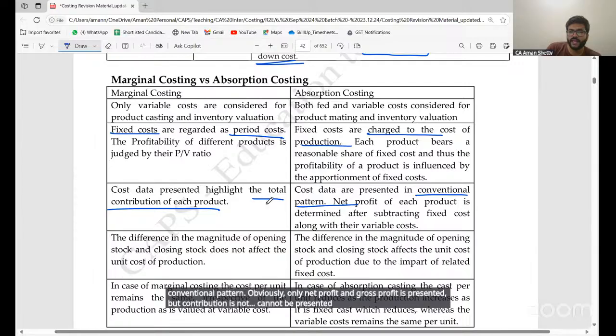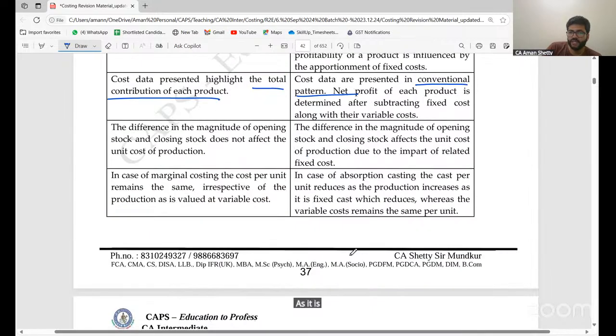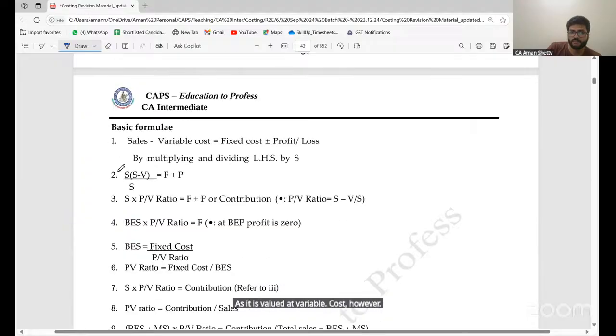The difference in magnitude of opening stock and closing stock does not affect the cost of production in marginal costing. Here it impacts the cost of production. In marginal costing, the cost per unit remains the same irrespective of the production as it is valued at variable cost. However, here it will not be the same.